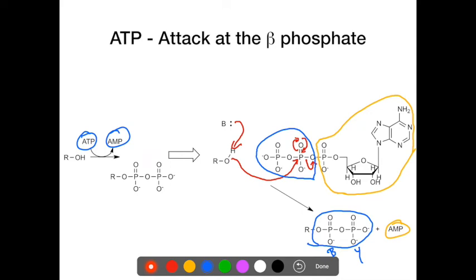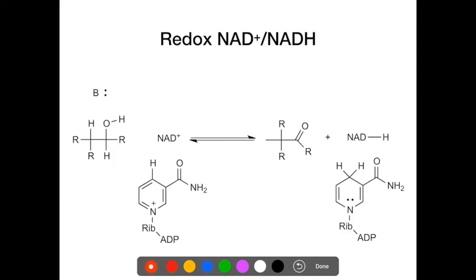Now, another very often used mechanism that is seen in organic reactions inside enzymes is redox reactions. And we have a few electron carriers available to use to do redox. NAD plus and NADH are the two forms of an electron acceptor and an electron donor in our mechanisms, and so I'll show you how it works.